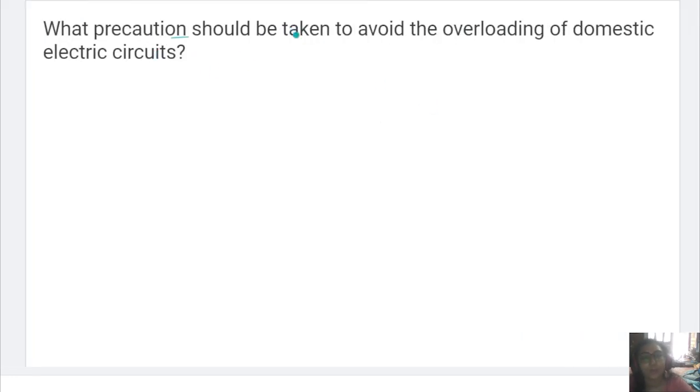Okay. What precautions should be taken to avoid the overloading of domestic electric circuits? For one, which is the simplest, always use parallel connections, right?